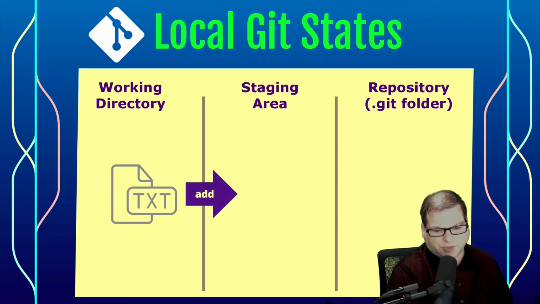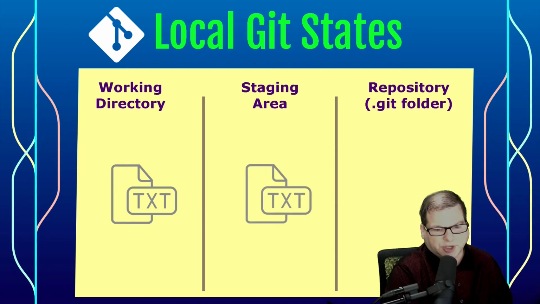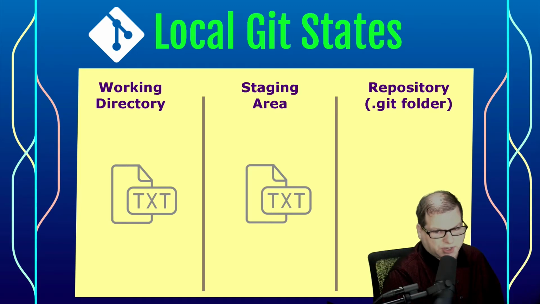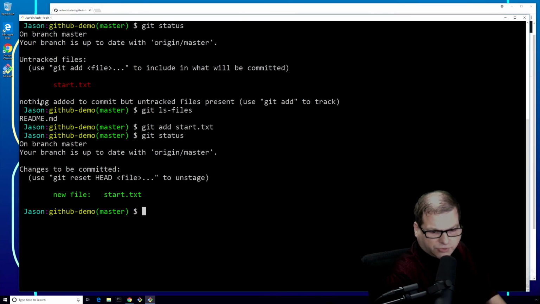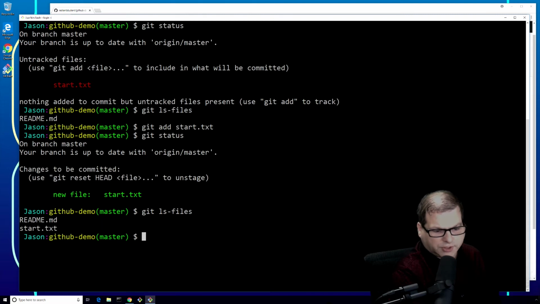So now we've done the add command, which moves our changes into the staging area. Now, technically, those changes are in both the working directory and in the staging area. Like our new file didn't just disappear from the working directory just because we staged it. So staging is the first part of the two-stage commit. The next stage is to actually do the commit. Let's do that now. Before we do that, let's see if Git is tracking the file. Git ls-files. Now we see that we have both README and start.txt being tracked.